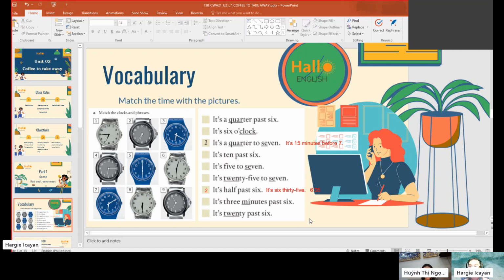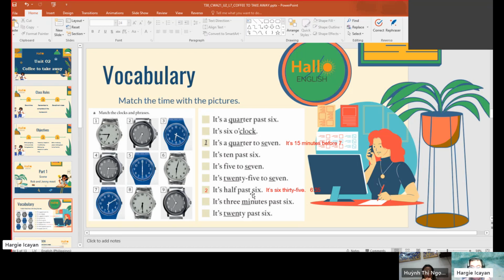I think this is 6:35, it's right? So yes, and it's half past six. It corresponds to the A picture. No, actually, this one is also correct. You know what? This one is in another country. So this one is in London. Actually, they tell time like this.